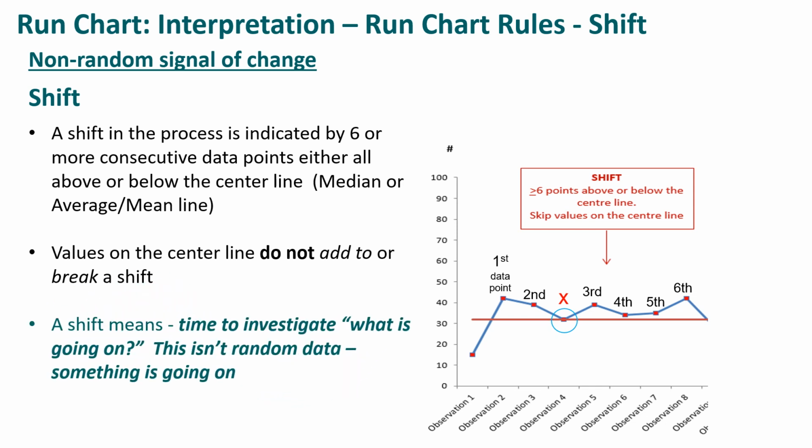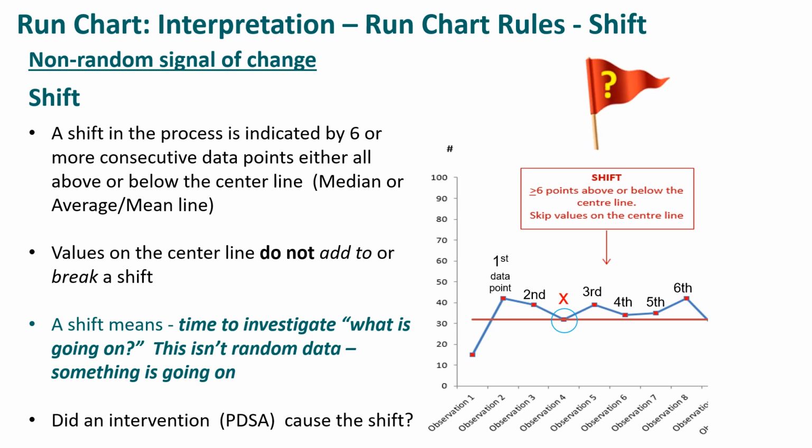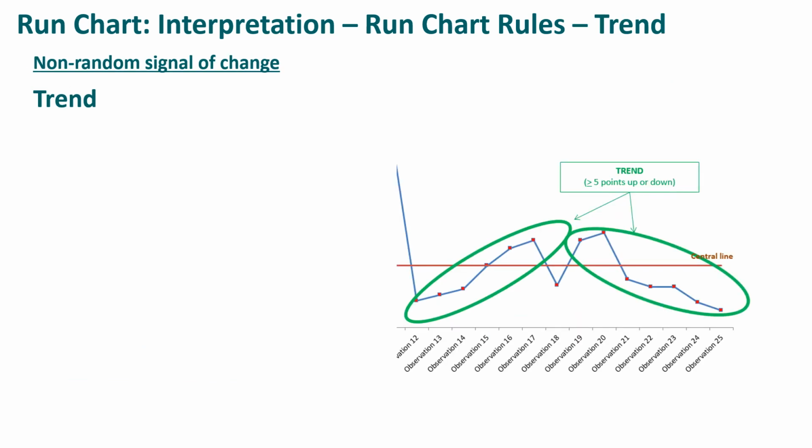So a shift means a time to investigate. What's going on? This isn't random data. Something's happening, something's going on here. Did an intervention or a PDSA cause this shift? So it's a time to investigate. And also to think that if the desired direction of your data is up, then this is actually good news. But if the desired direction of your data is down and you have a shift above the center line, that's not great news.